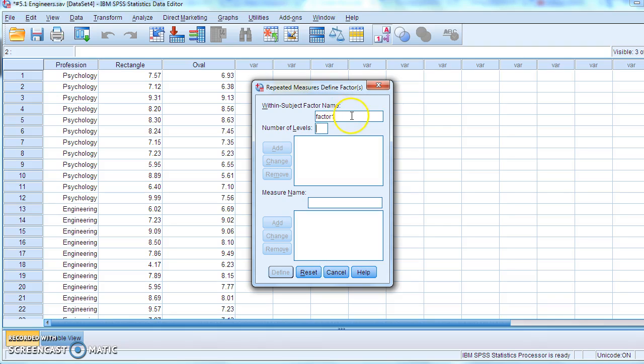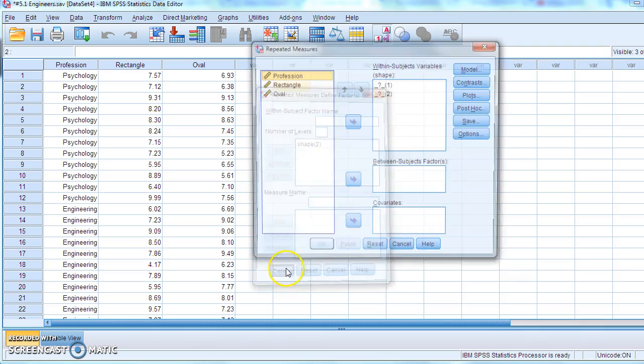So factor 1, this is our within subjects factor. This is shape. And shape has 2 levels, rectangle and oval. We don't need to tell it what they are. It would be nice if it could tell us this, but there we go. That's our within subjects variable added, and then we go to define.